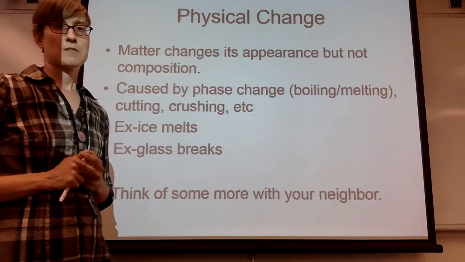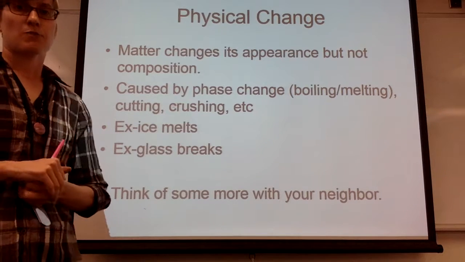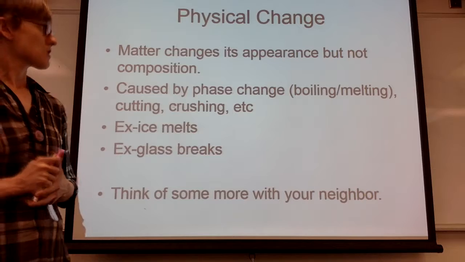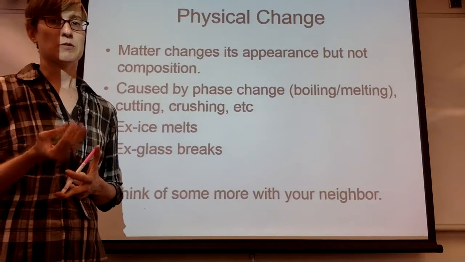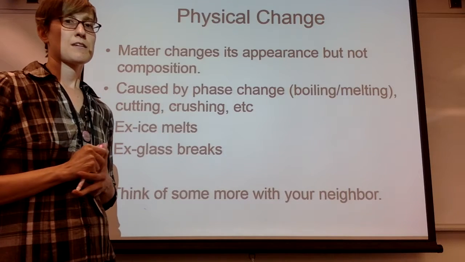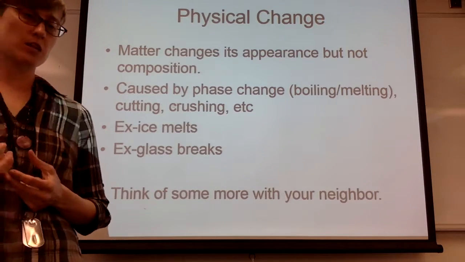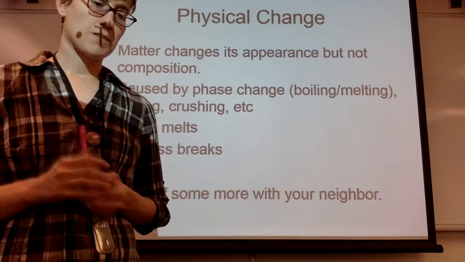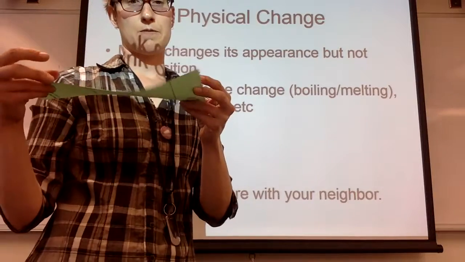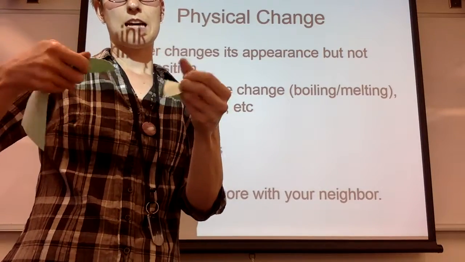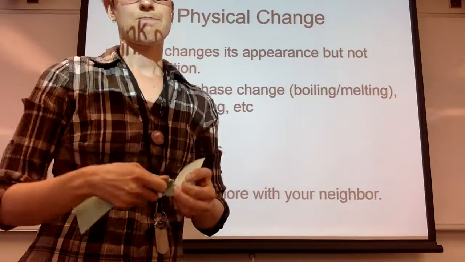Okay, let's look at what physical changes are now. So this is when matter changes its appearance but not composition. So this is what we were talking about before when we were talking about water changing from a solid to a liquid to a gas. That is a phase change. Another way we can physically change something without changing the composition of it is by cutting it or tearing it, right? So if I have a piece of paper and I tear it, I did not change what the paper's made of, but I changed its appearance.